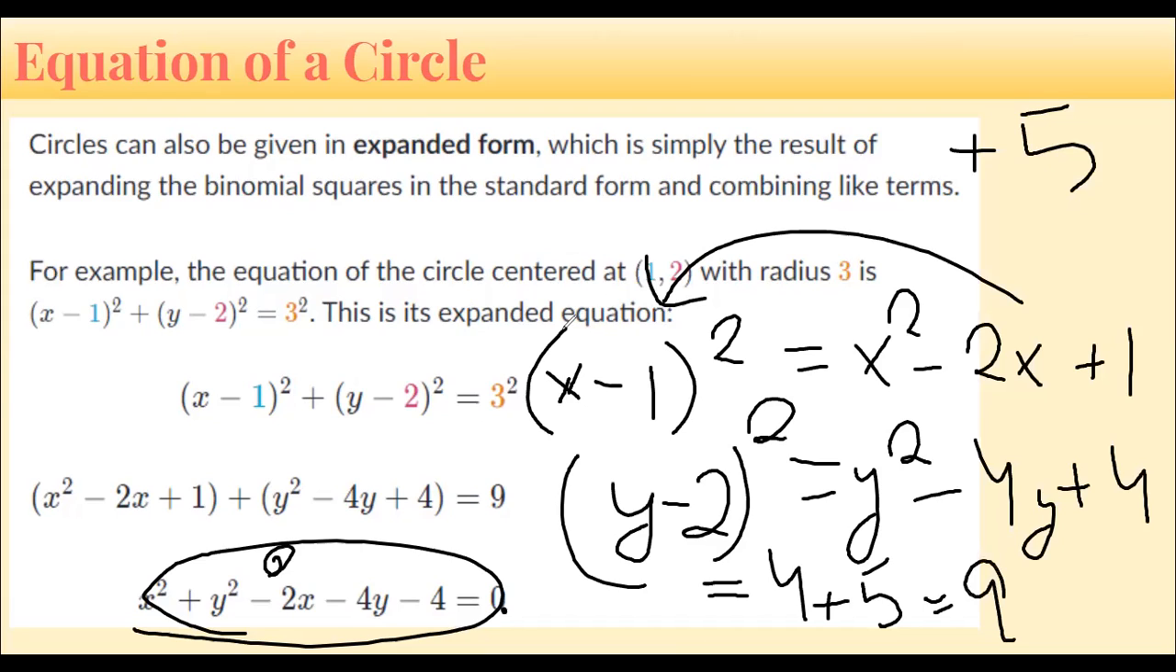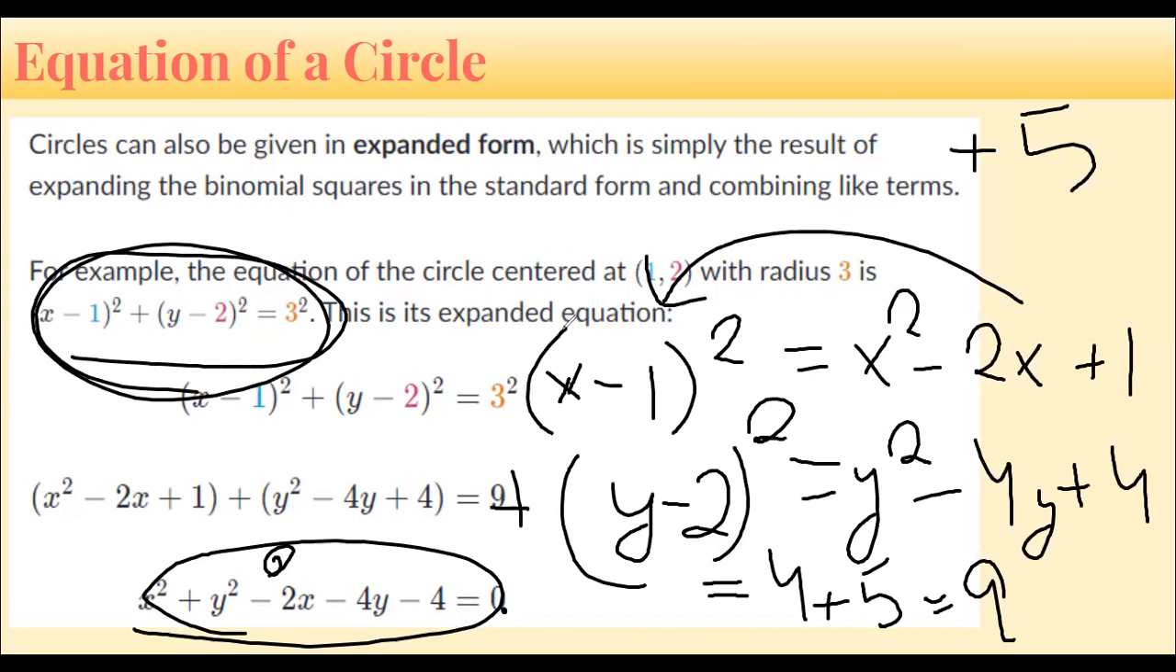So as you can see, this is now equal to the original equation we started with: (x minus 1) squared plus (y minus 2) squared is equal to 9. And the radius is 3. And the center is (1, 2), like this here. Okay, this was a fairly simple concept.